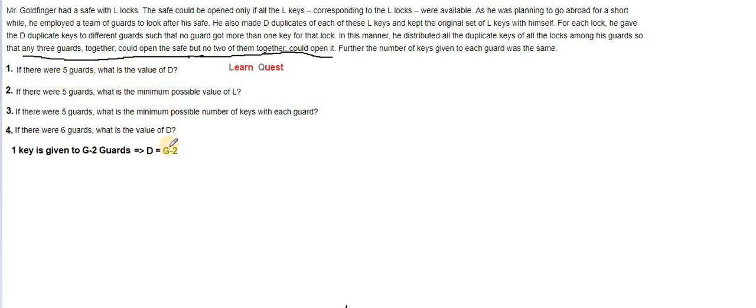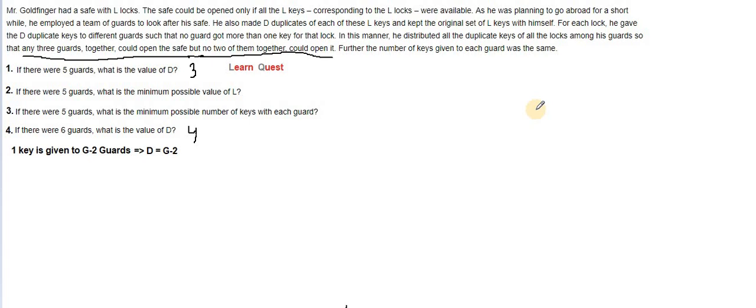If there are 5 guards, what is the value of D? D is equal to 5 minus 2, that is 3. And if there are 6 guards, what is the value of D? D is equal to 6 minus 2, that is 4. So if you got this logic, you can straight away get 6 marks here. Alright. Now still some values we need to find out in order to solve the complete set.